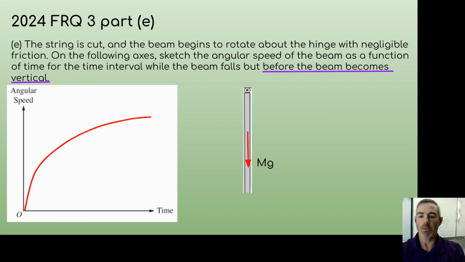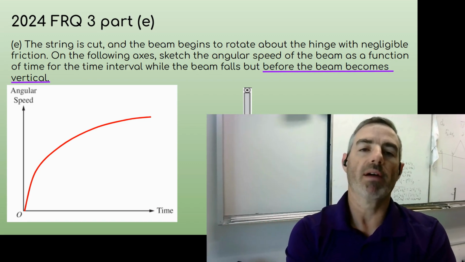The other part of that is we don't want the graph to get completely horizontal. So there's still a little bit of a slope at the very end, because that would mean it got to a vertical position. So we have to stop our graph before that curve becomes completely horizontal, to show that it has not yet reached the point of being completely vertical. So this is 2024 FRQ 3, the qualitative quantitative translation.